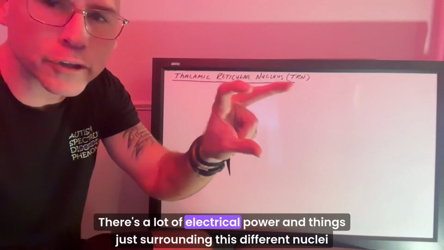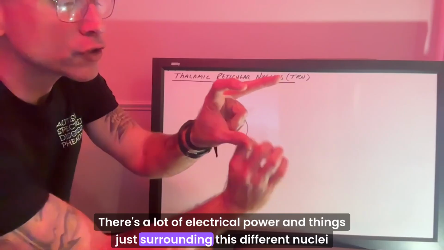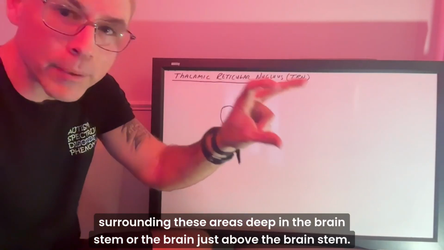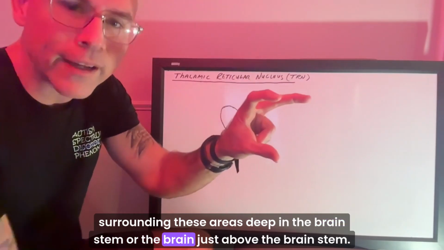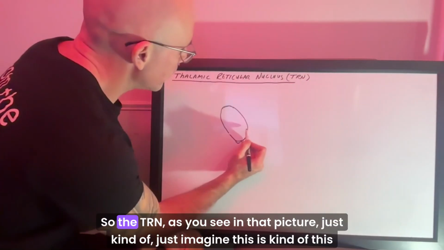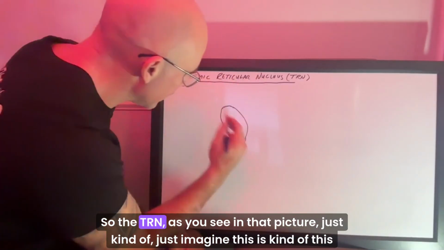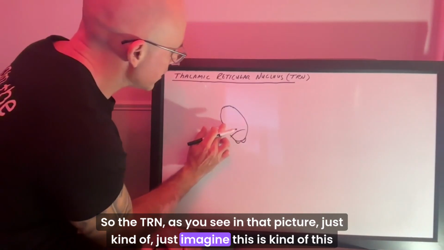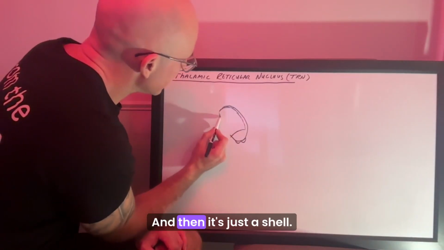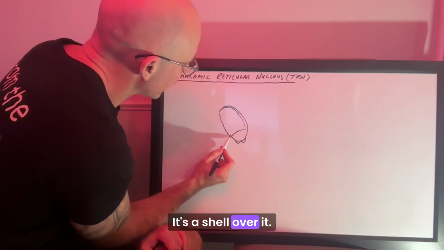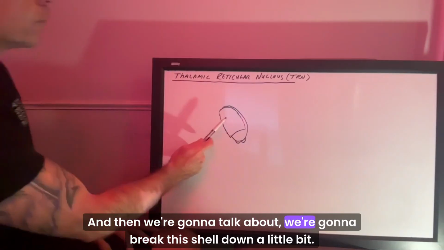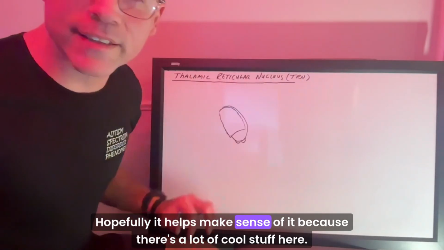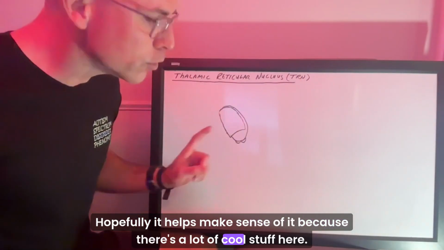There's a lot of electrical power and things just surrounding these different nuclei deep in the brainstem, or the brain just above the brainstem. So the TRN, as you see in that picture, just imagine this is kind of cut out, and then it's just a shell over it. And then we're going to break this shell down a little bit. Hopefully it helps make sense of it, because there's a lot of cool stuff here.